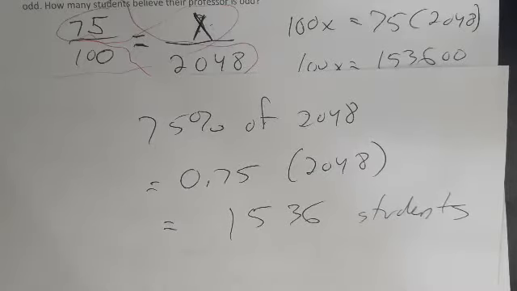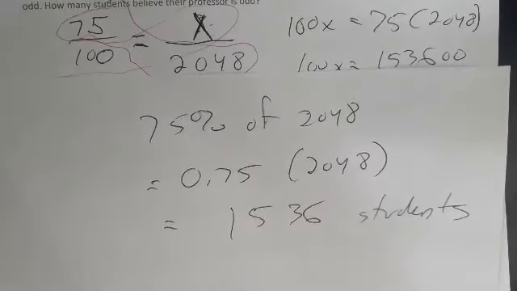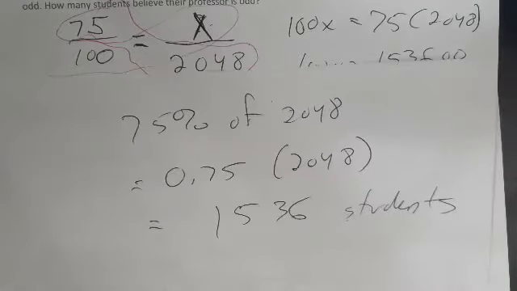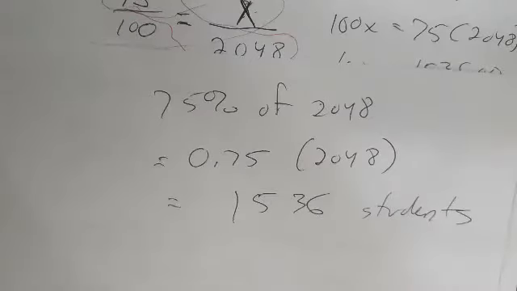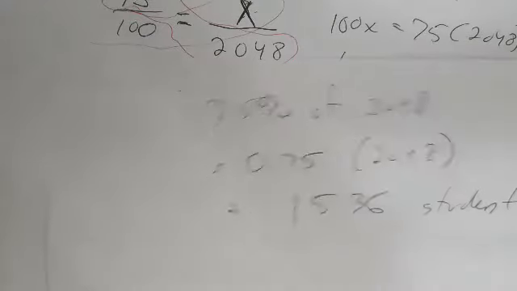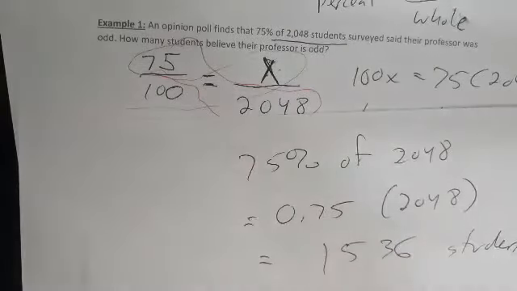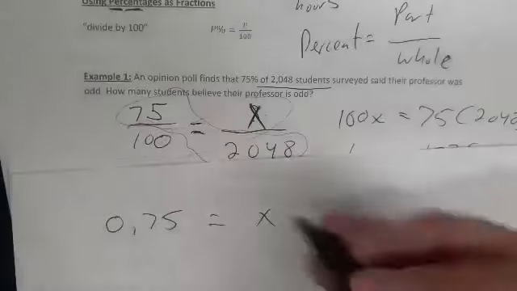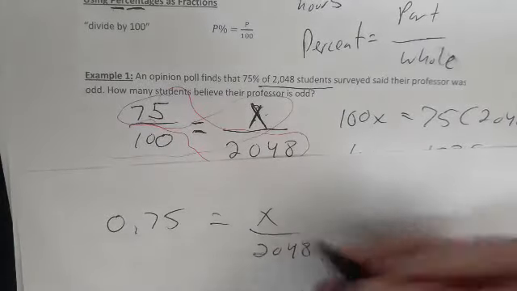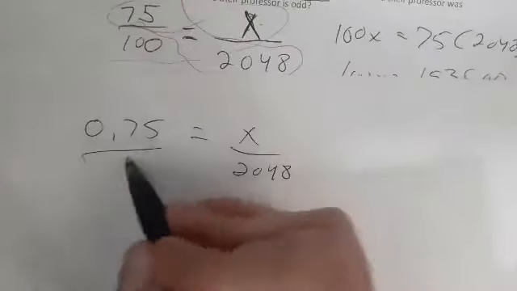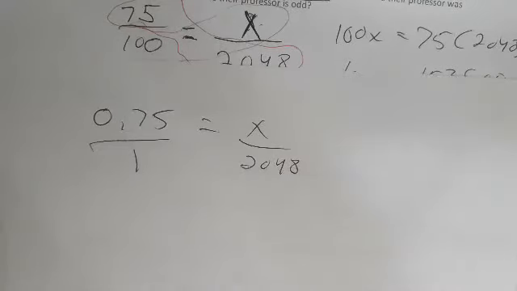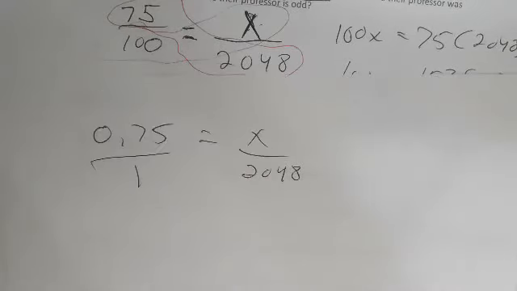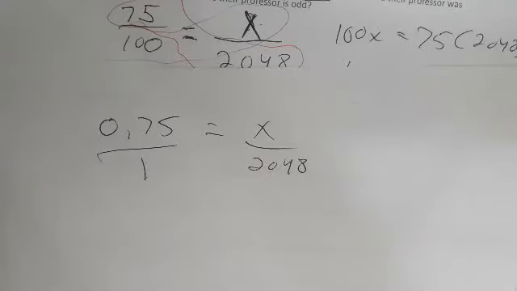And it should look very similar. Well, maybe not. But this is essentially the same problem, just written a little differently. If we wrote this as a decimal, let's see. We wrote this as a decimal, 0.75 equals x over 2048. So we wrote that as a decimal and did that over 1, and you did your cross multiplication, you would get the same problem. Just writing it a little differently.